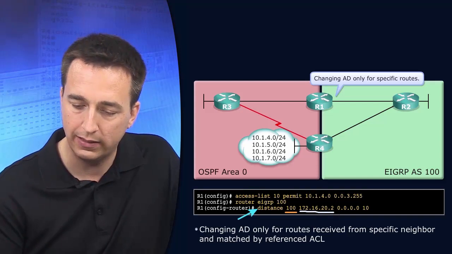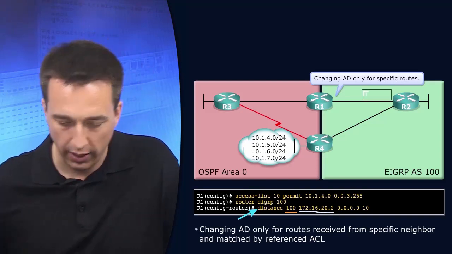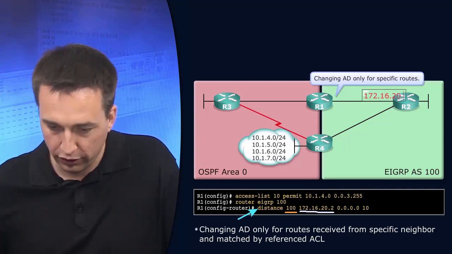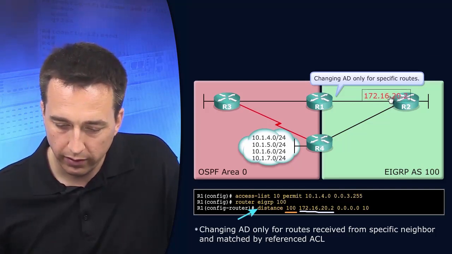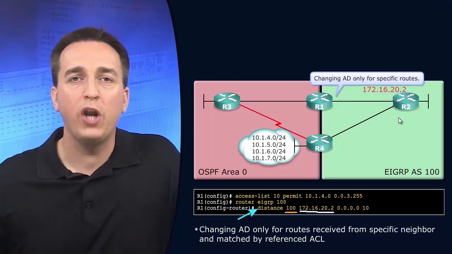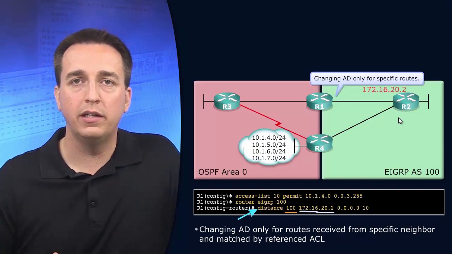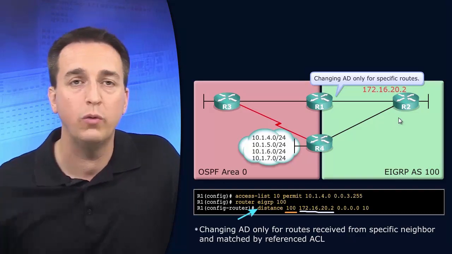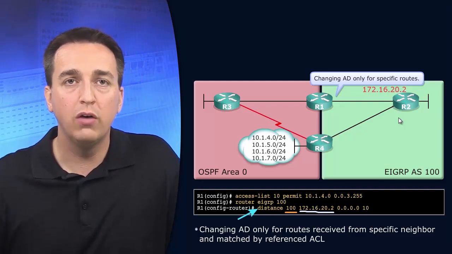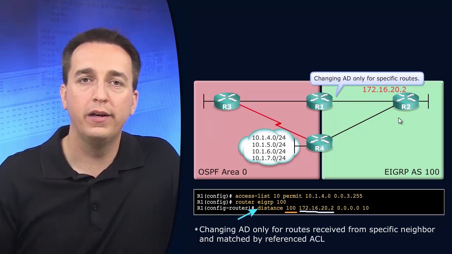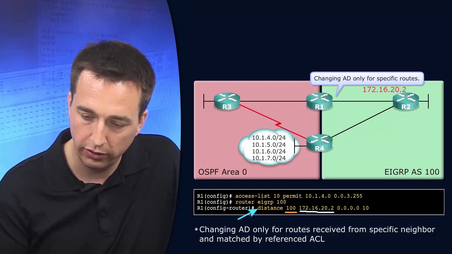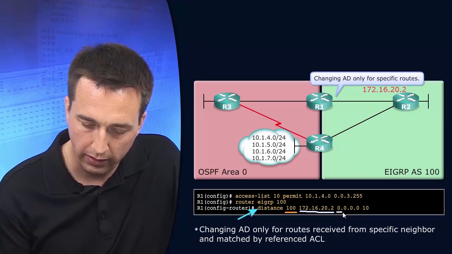So who has this particular address? It's R2, 172.16.20.2. That's R2's address on its interface. So when R2 advertises us these routes, they have an administrative distance of 170. What we're saying now is that when we learn about these routes from R2, we want to change them to 100. And you'll notice that we also included in our example the wildcard mask.